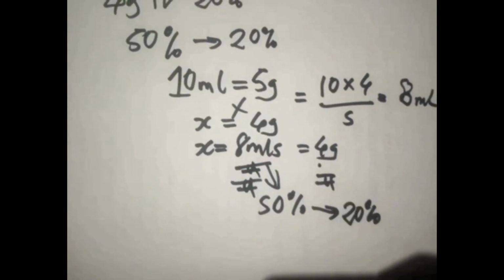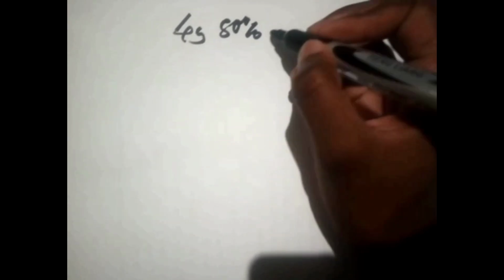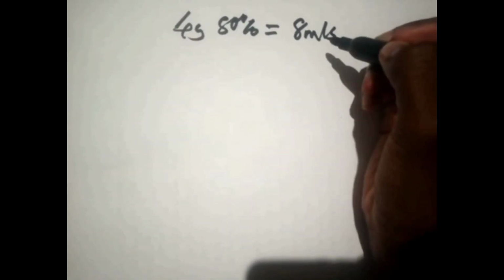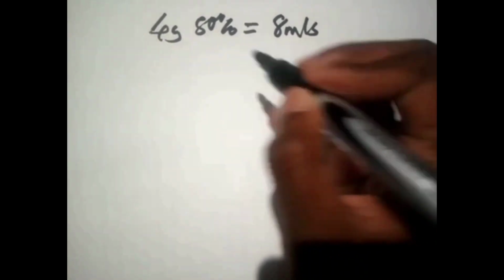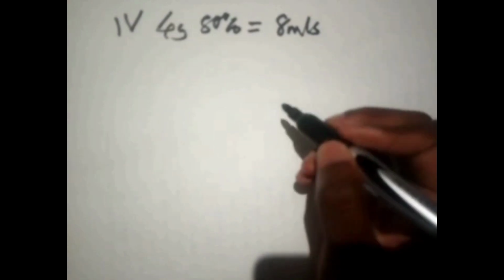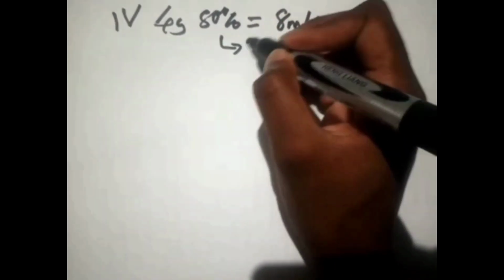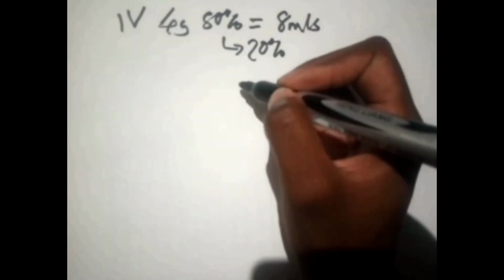So in order to avoid forgetting, let me just write what we found out. We found out that 4 gram of 50% is equal to 8 mils. So at least you know that the 4 gram is the one we give IV. So don't forget. There's a formula for actually converting this 50% into 20%. It's the one we are going to go through here.